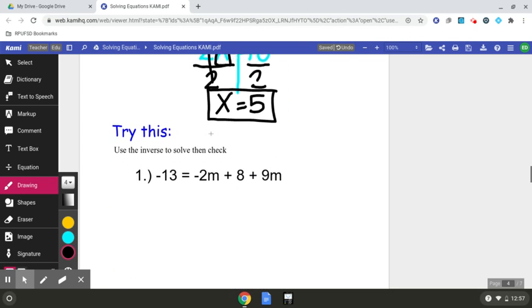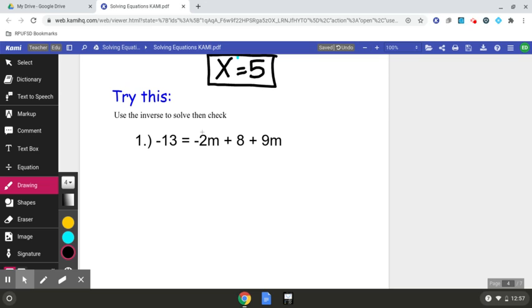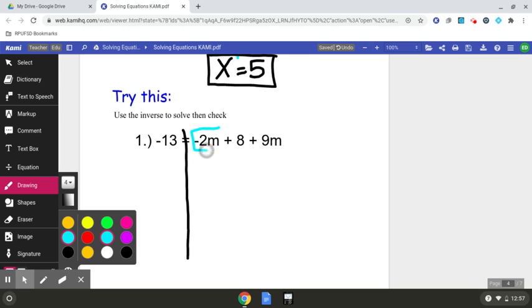Okay, so now let's try this. So multi-step, right? So my goal, again, we want to draw the line down the equal sign, is to get m, in this case, alone. Well, I don't just have one m here, I have 2. So the first step I need to do is actually combine these two terms. They're like terms, so I want to combine them. So negative 2 plus 9 would be 7m. My plus 8 gets dropped down. My equals comes down, and so does my negative 13.